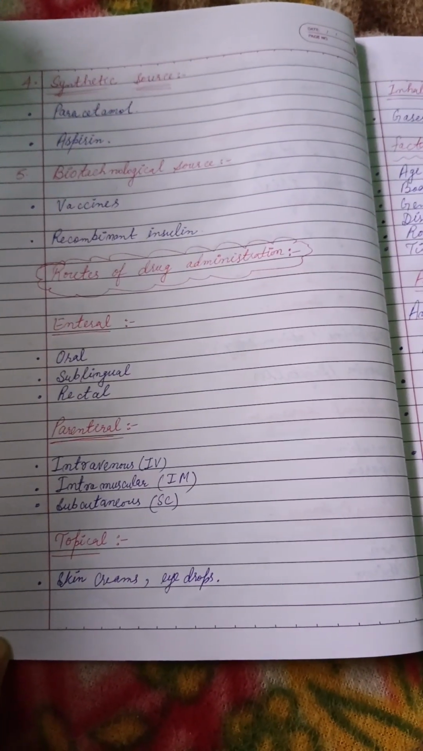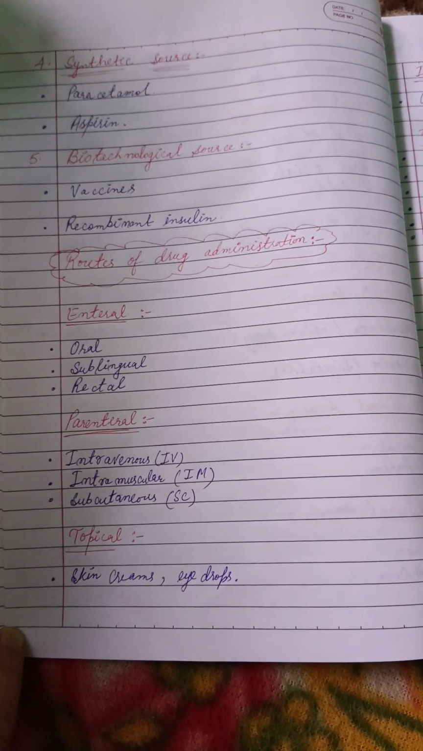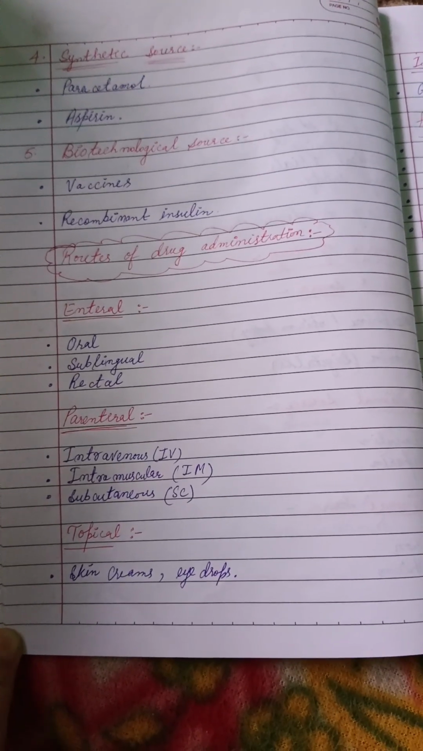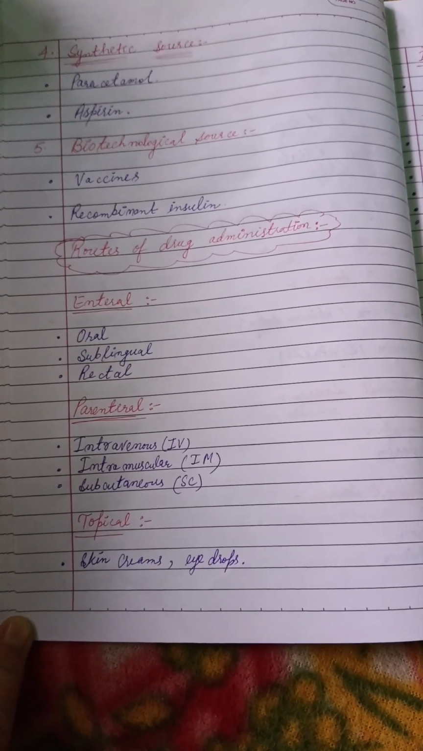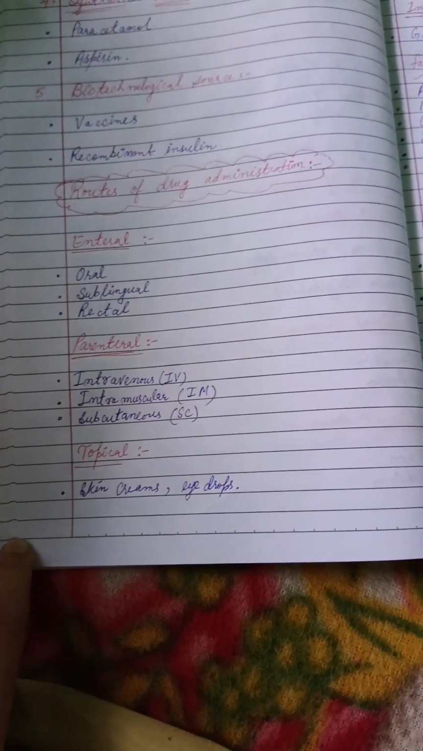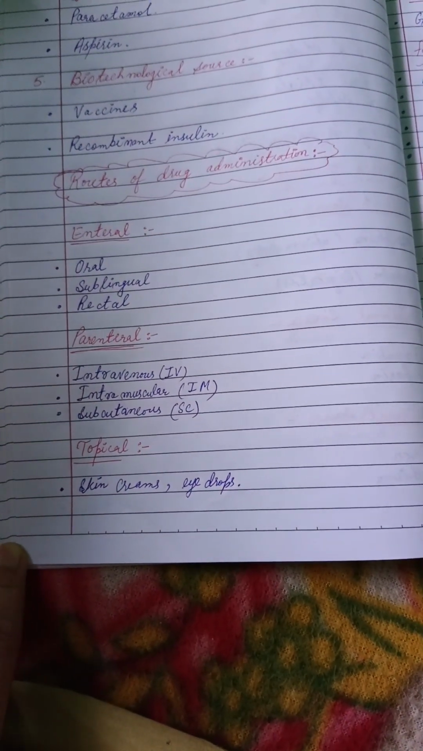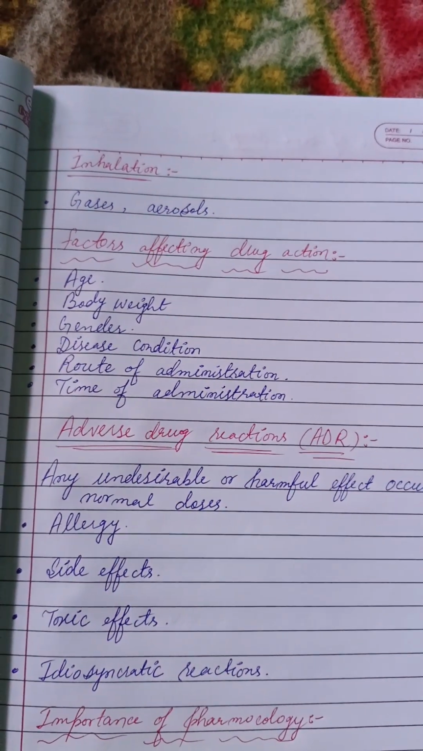Routes of drug administration. First one is enteral. It includes oral, sublingual, rectal. Next one is parenteral. It includes intravenous, intramuscular and subcutaneous. And third one is topical, that is skin creams and eye drops. And next, inhalation, that is gases, aerosols.